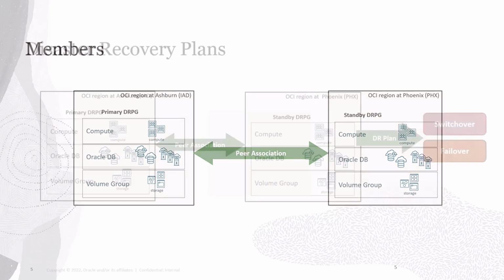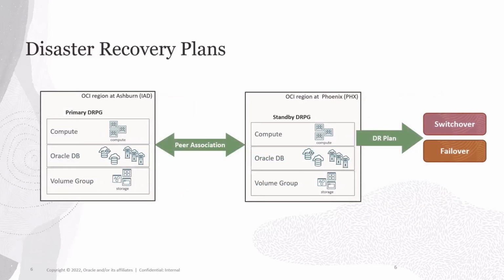The next component is the DR plan. The DR plan represents a DR workflow associated with a pair of disaster recovery protection groups. There are two types of DR plans: switchover and failover. The switchover DR plan performs a planned transition of services from the primary DRPG to the standby DRPG, while the failover DR plan performs an unplanned transition of services to the standby DRPG.